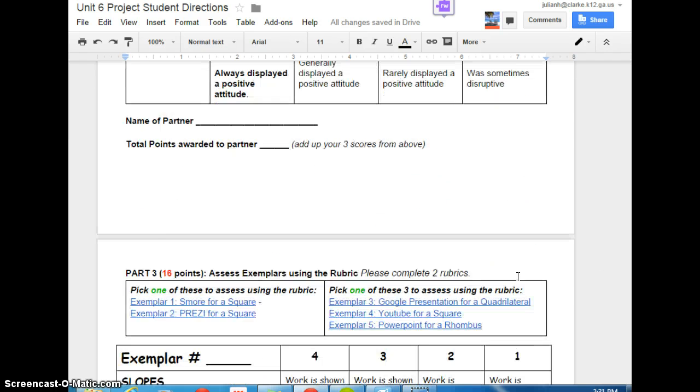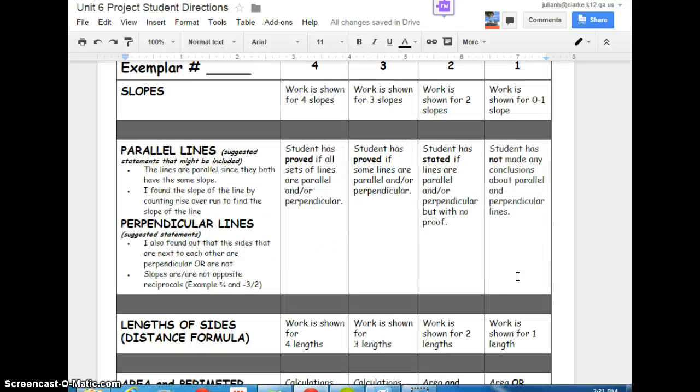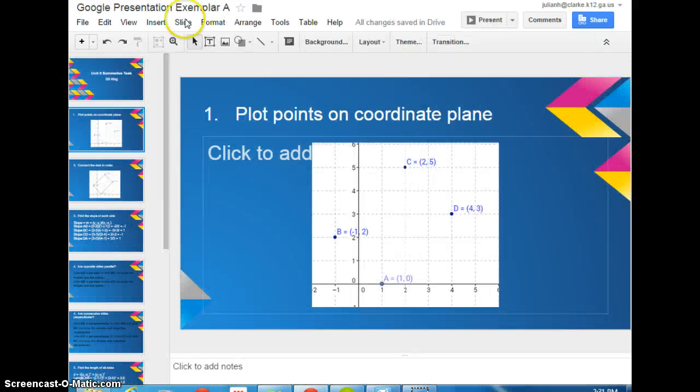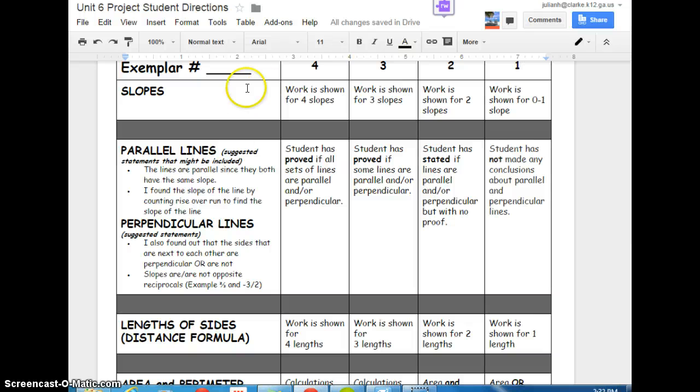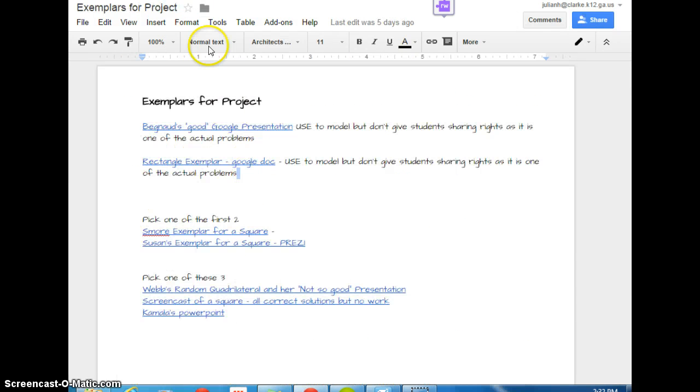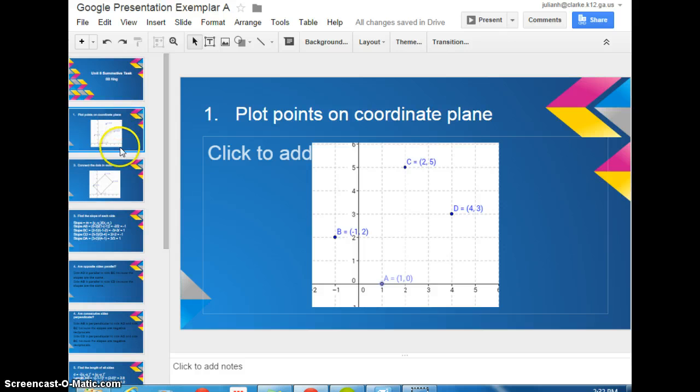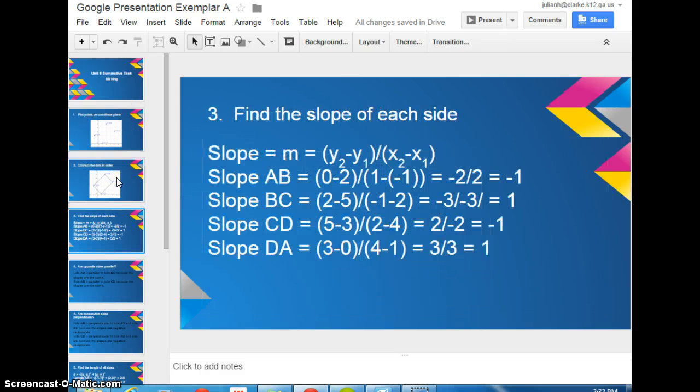Continue to do that. Now, here's what we're going to do today, is we're going to start looking at one of the examples and seeing if they did these things. Okay, so let me open up a work sample real quick, and let's look at the first thing. The first thing was plot points on the coordinate plane. Did they do that? Yes. The next thing we've got to check for is slope. So let's see if they calculated slope. They connected the dots. Here's their slope. So they calculated the slope, and it looks like they showed their work.